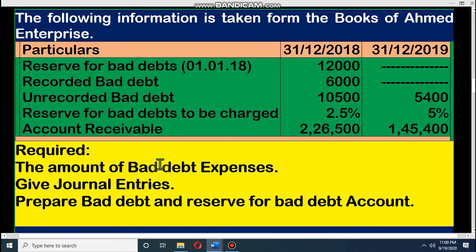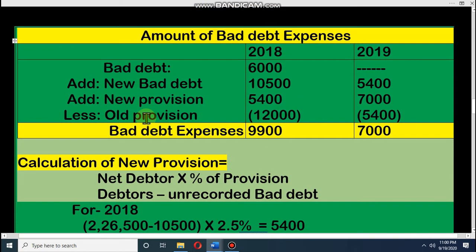Dear student, all of you know how we calculate bad debt expenses. You have to memorize the formula. Bad debt expenses equals bad debt plus new bad debt plus new provision minus old provision. That means these four elements make up the formula. At first you write bad debt, that is the recorded bad debt. Then new bad debt, that is the unrecorded bad debt. Then new provision or new reserve, then old provision or old reserve. These are the formula for determining bad debt expenses.